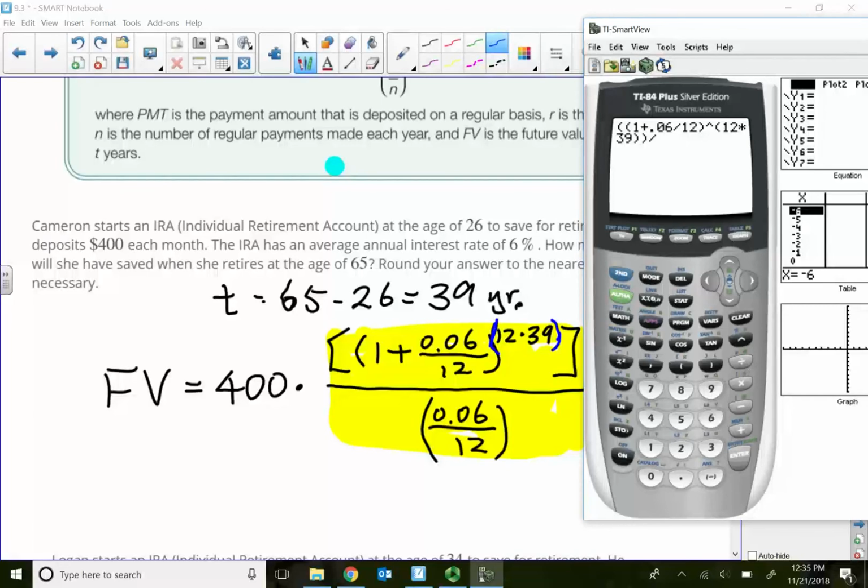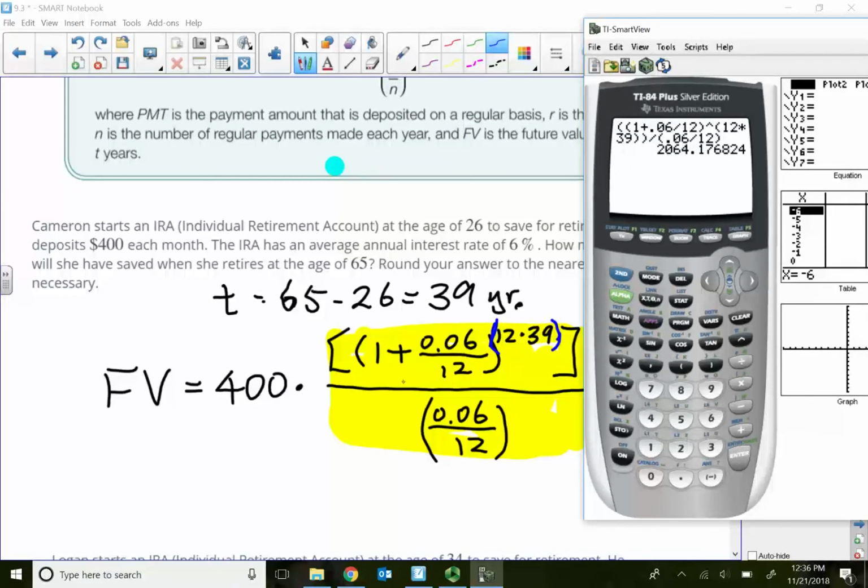Now divided by the denominator, which will open another parenthesis, because that tells the calculator that we will figure out what's in this parenthesis, and then we will figure out what's in that top bracket before the division takes place. So make sure this big long division sign is outside the parenthesis. All right, 0.06 divided by 12. Close the parenthesis for the denominator. All right, press Enter.